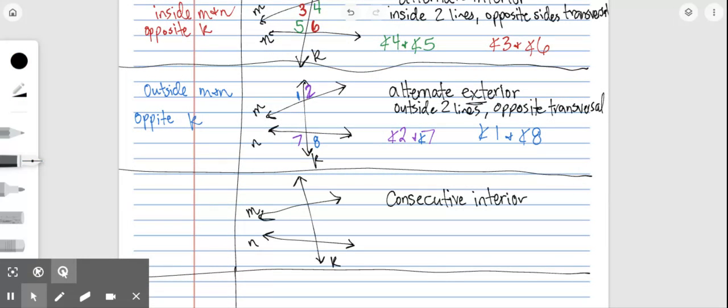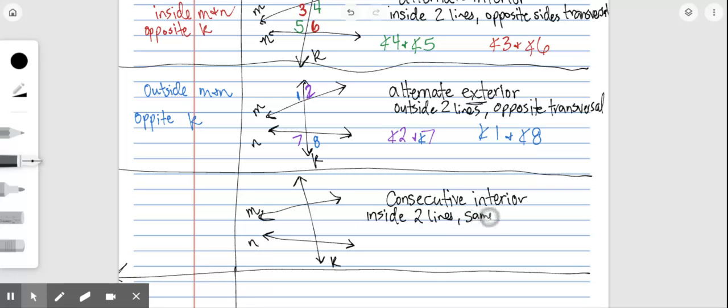Consecutive interior angles are the ones that are on the inside of the two lines and on the same side of the transversal. So inside two lines, because it's interior, and on the same side as the transversal.